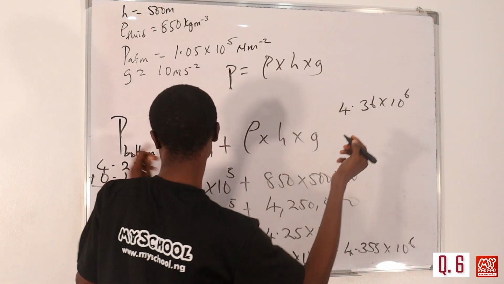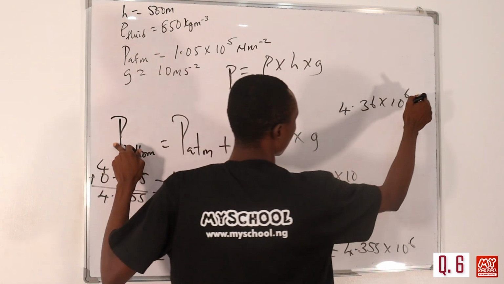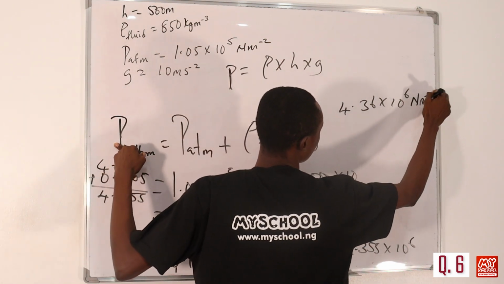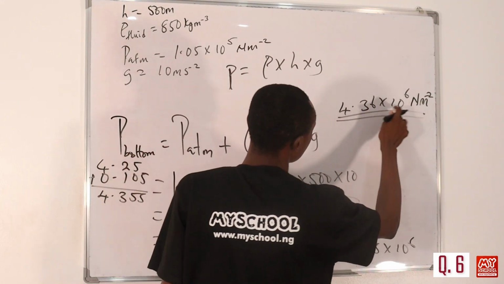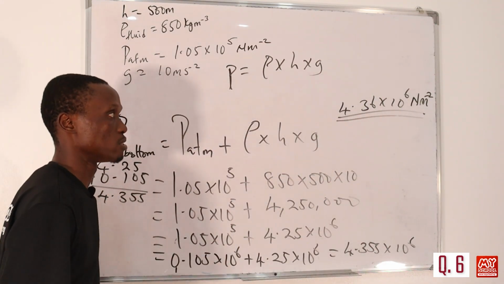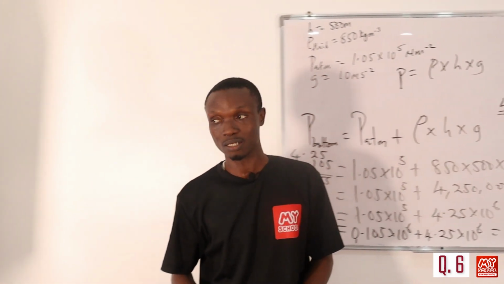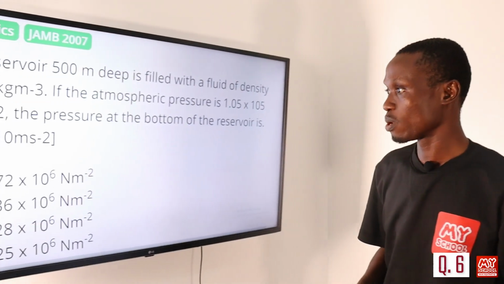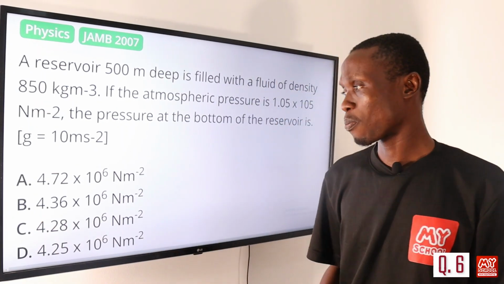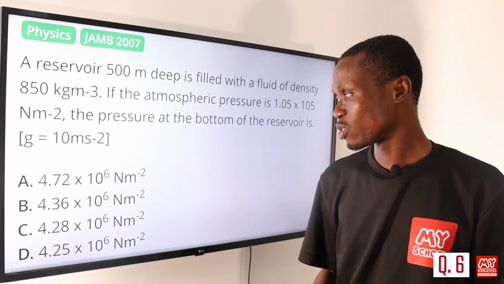Of course, we are calculating pressure, right? So pressure will be Newton per meter squared. So this is the pressure at the bottom of the reservoir, okay? So let's return back to the screen to pick the correct answer to this question, and that will be option B, 4.36 times 10 raised to power 6 Newton per meter squared.